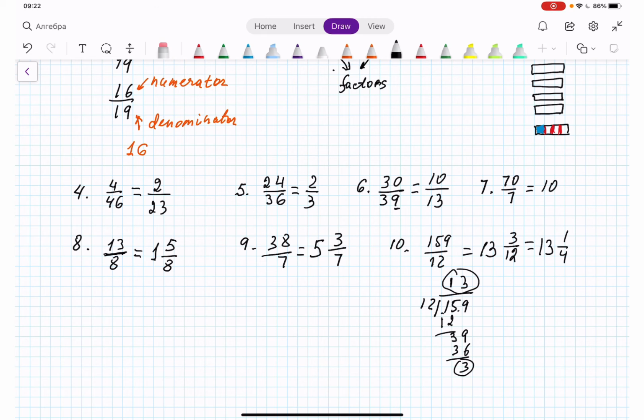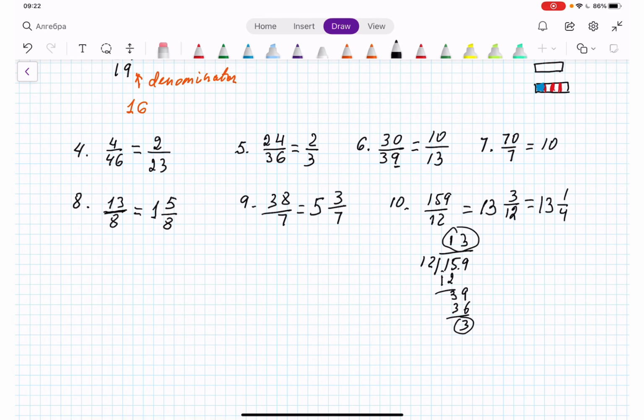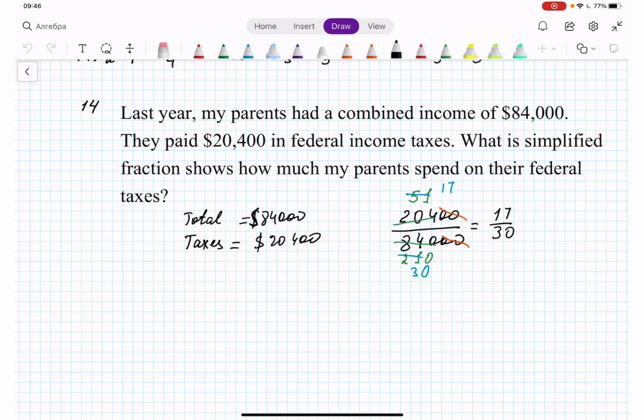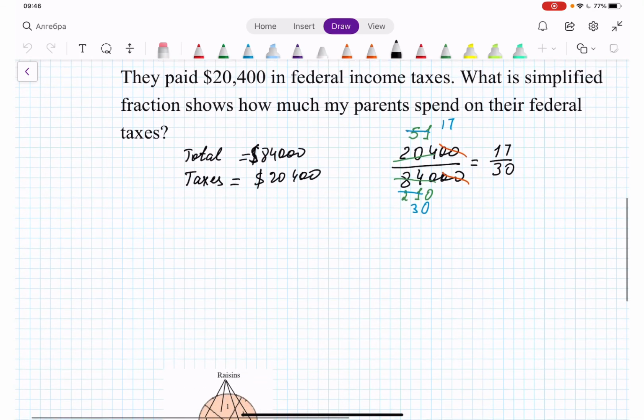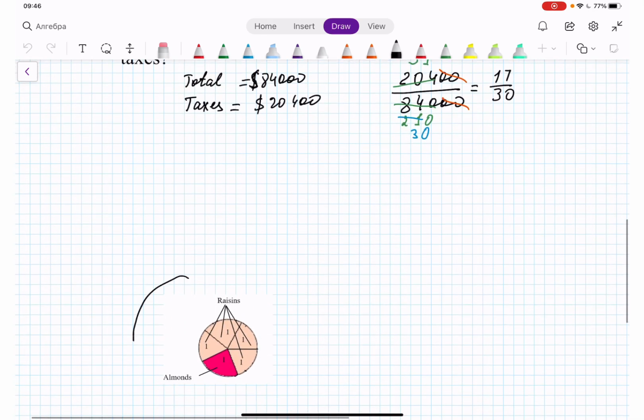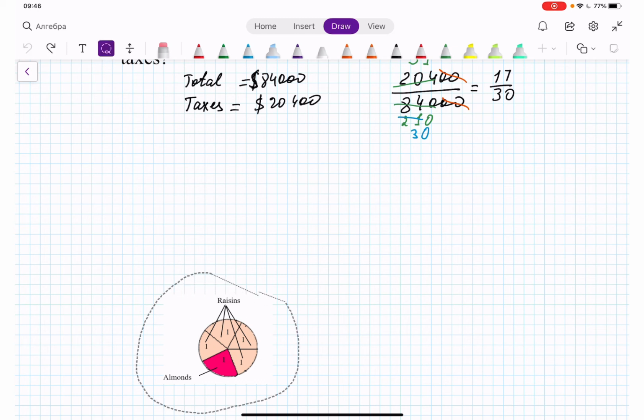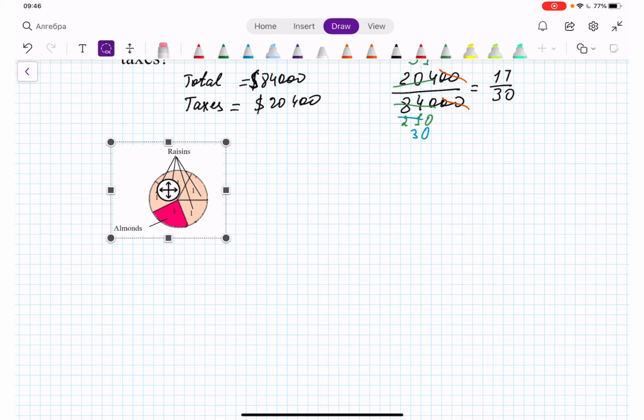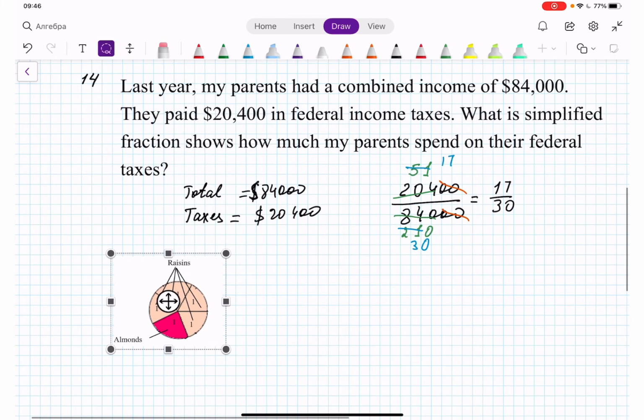Question number 11. Let me clean this. Next, it's going to be question number 15. Oops. That involves this picture. Question number 15.